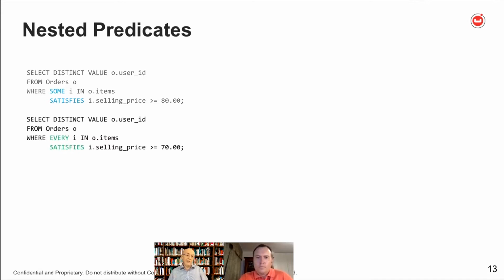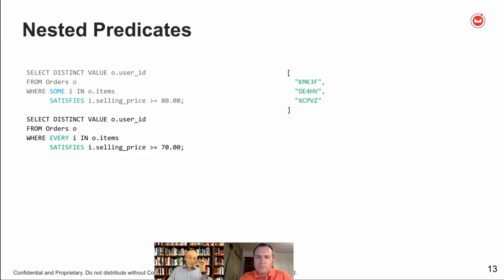So basically the corresponding query here is selecting the orders where every I in items satisfies that the selling price is greater than 70, and then you get a similar result, just a little bit smaller because there are fewer orders that satisfy that.